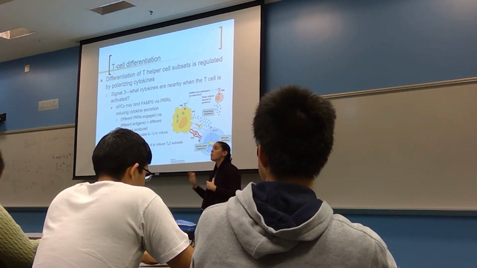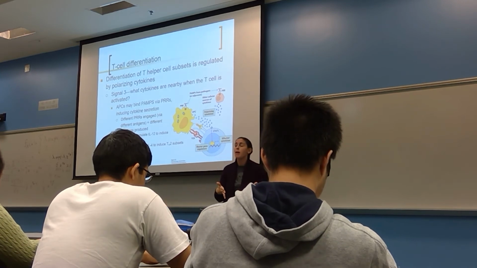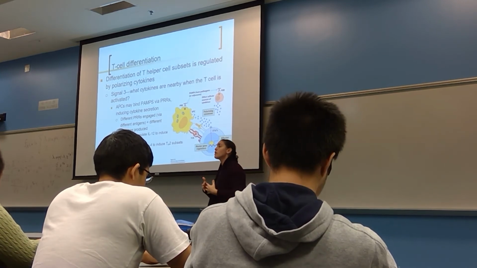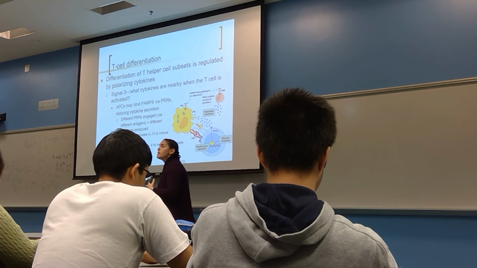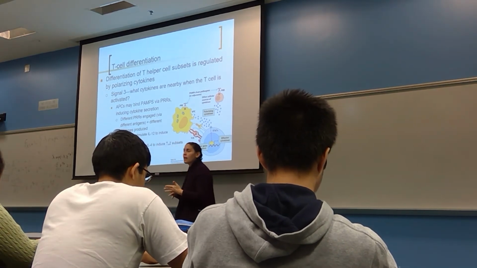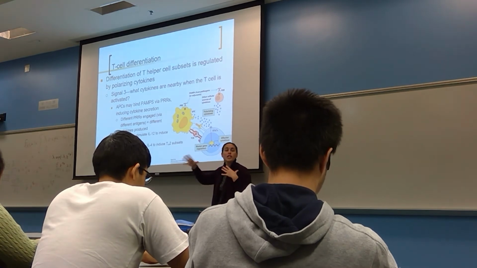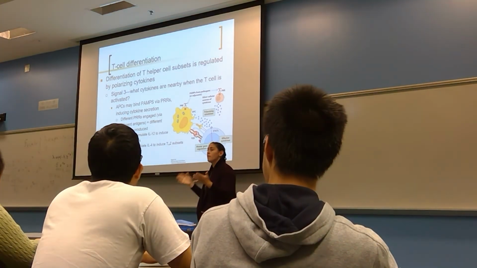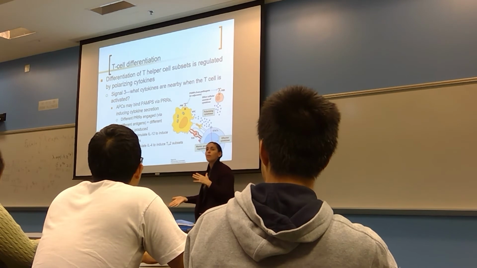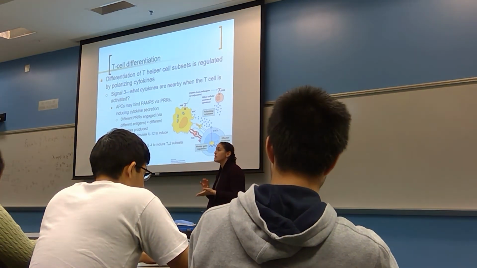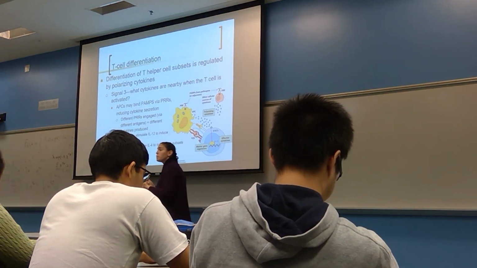So T helper 1 is triggered by IL-12. T helper 2 responds to IL-4. They both start off as the same T helper. It just depends on the cytokine that's present at the time to designate which type of T cell this is going to be, helper 1 or helper 2.